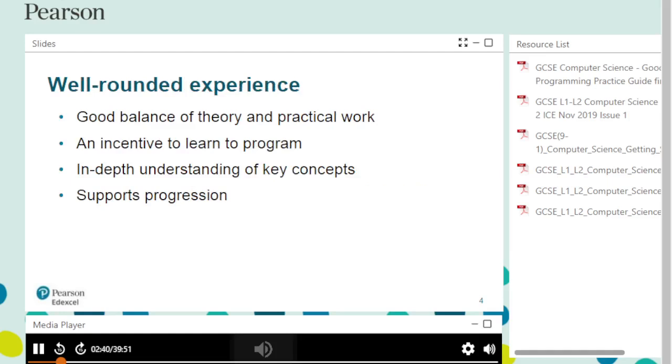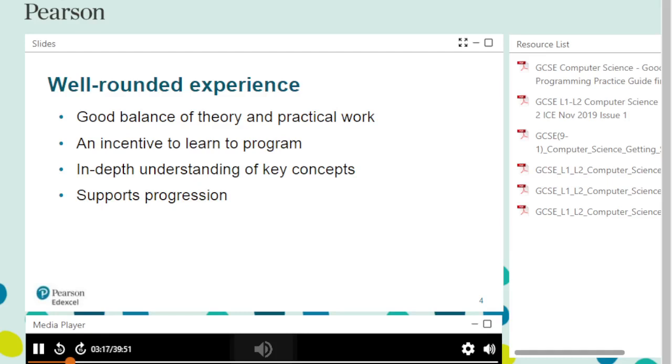Our new GCSE has a good balance of theory and practical work, providing students with a well-rounded experience of computer science. The practical exam has a weighting of 50%, which will give students a real incentive to learn to program. By stripping out some of the theory content and concentrating on the basics, students will get a deeper understanding of key concepts, which will stand them in good stead should they decide to continue studying the subject post-16.